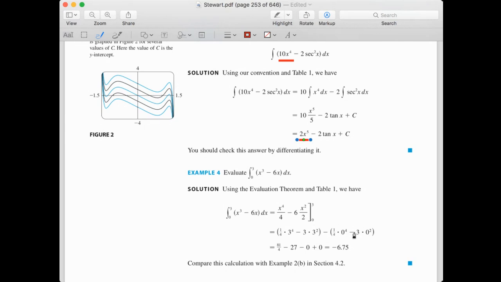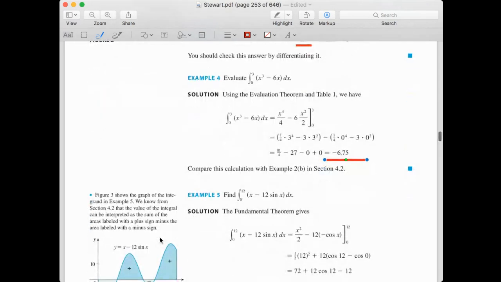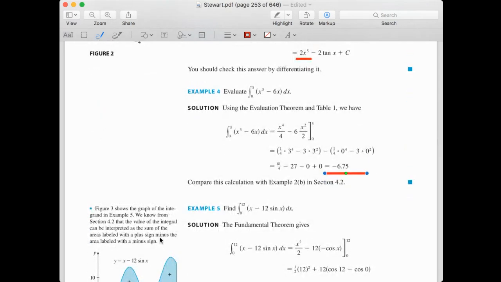So this term becomes 0. We evaluate and get negative 6.75. Remember before, we used the definition and theorem 4, and we got exactly the same number, negative 6.75. Now we use the evaluation theorem and get exactly the same answer. Because in the end, everything comes from the definition of the derivative as a limit, right?